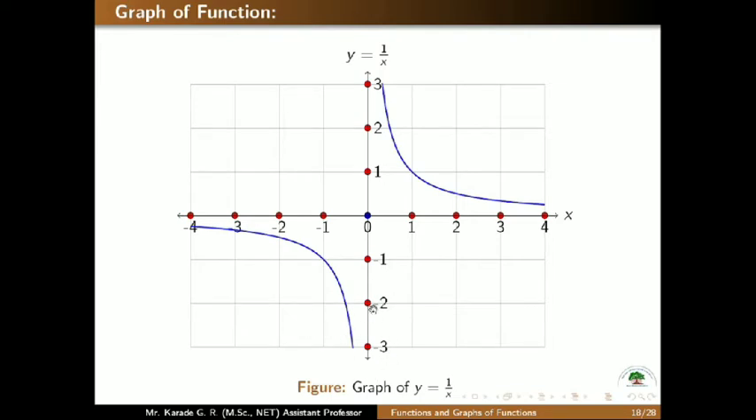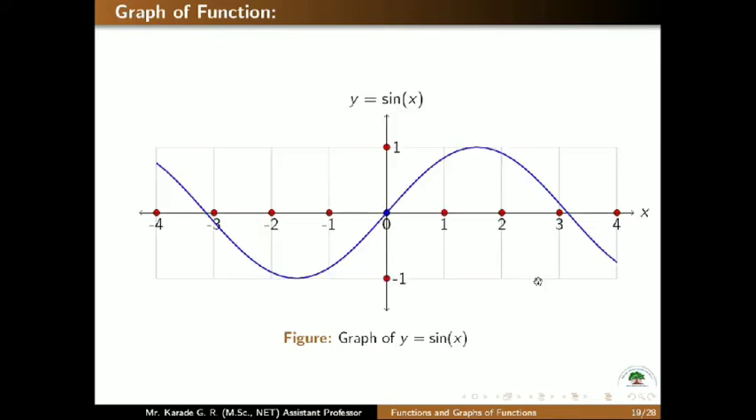And at this point we can say that as x tends to 0 from the left hand side of 0, the function approaches minus infinity. So this is all these things. Now consider the next graph. The next graph is a graph of the sin x function.